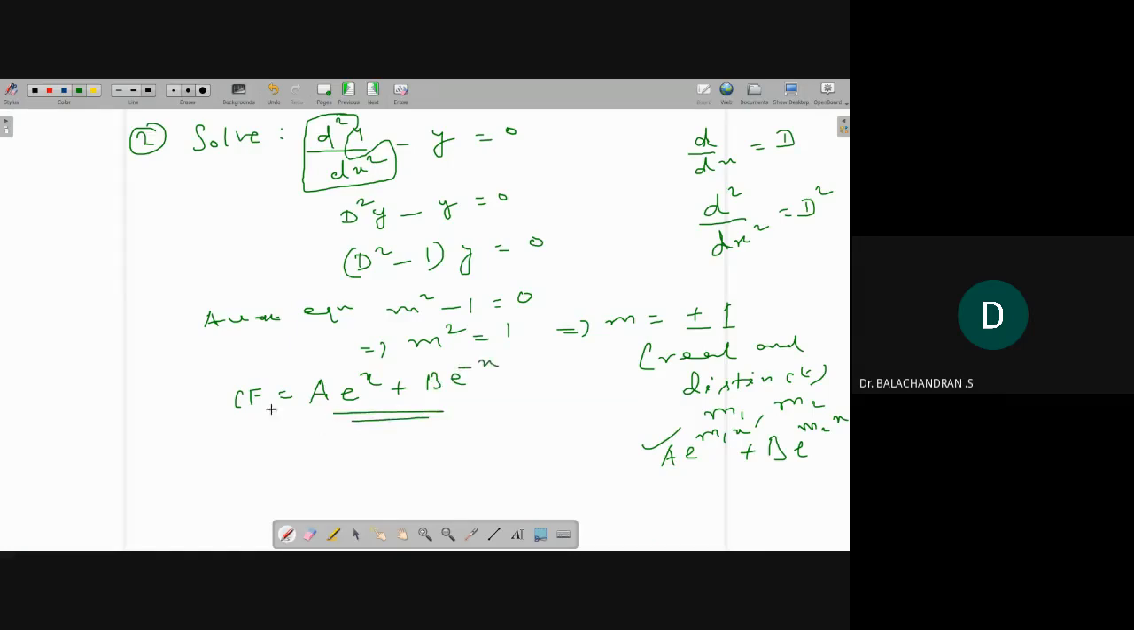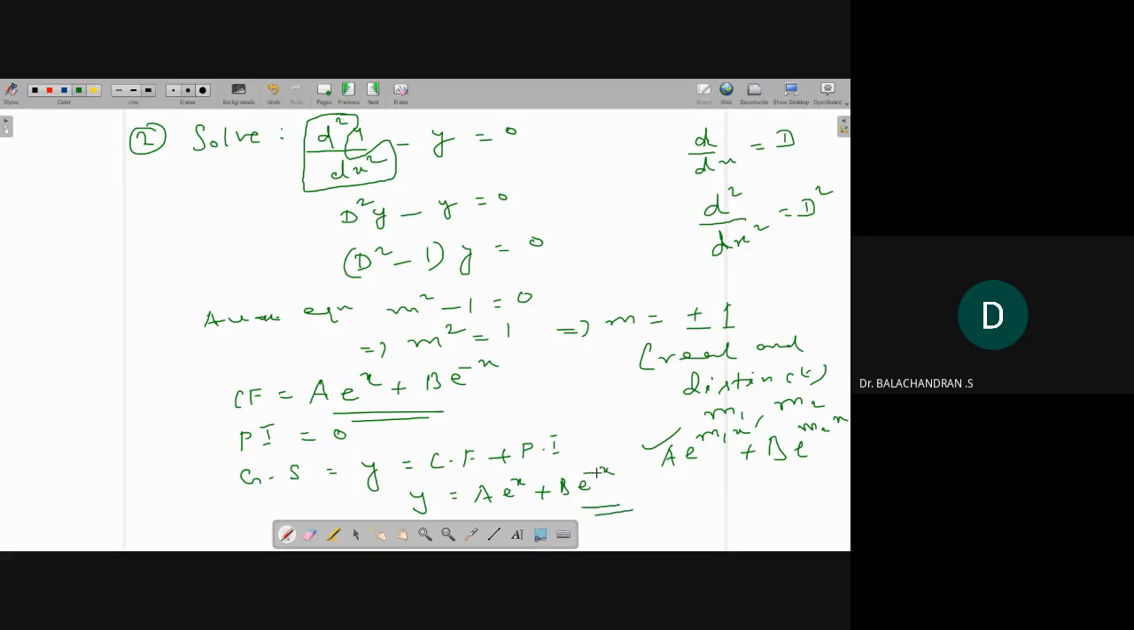Okay, so the right hand side is zero, then the particular integral, we say that the particular integral is equal to zero. So the general solution is y equal to the complementary function plus particular integral. So y equal to complementary function is a into e power x plus b into e power minus x.